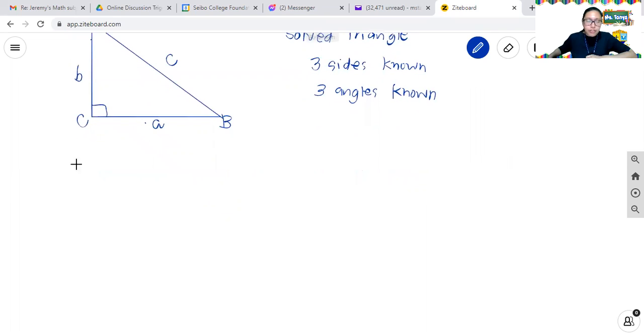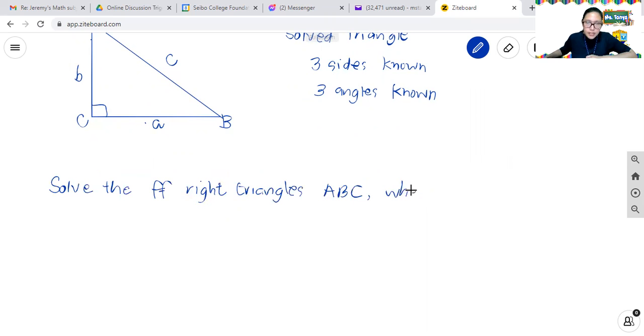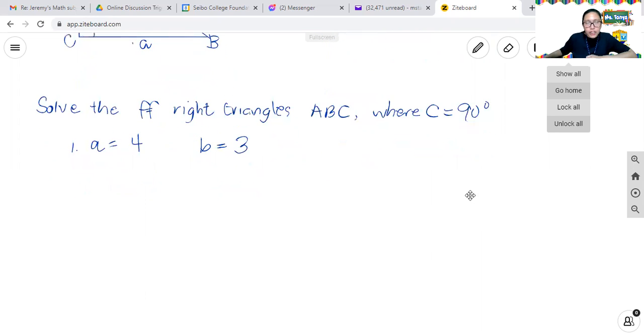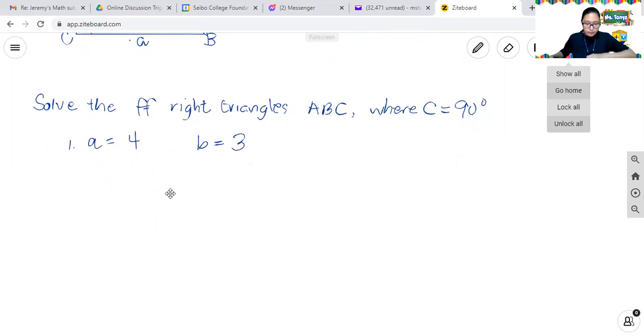So let's say we have the example, solve the following right triangles where C is equal to 90 degrees. So let's have the right triangle whose side A is equal to 4, side B is equal to 3. So in order for us to solve this right triangle, first we need to draw the right triangle.